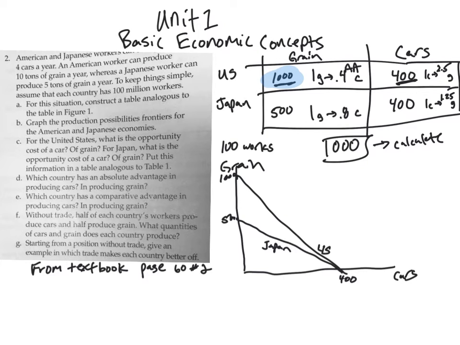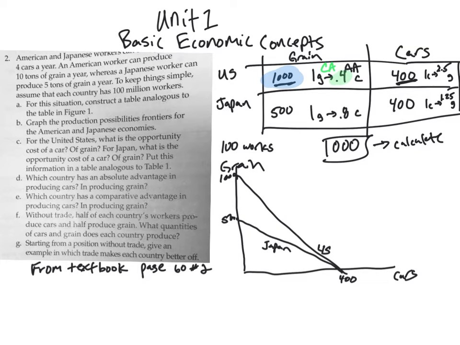All right, next one we're going to do is look at who's got a comparative advantage in producing each one of these. Well, in that context, we look at who's got the lowest opportunity cost. So who's got the lowest opportunity cost when it comes to producing grain? Well, the U.S. has the 0.4 compared to the 0.8 of Japan. So the U.S. has a comparative advantage in producing grain. And then we look at who has the lowest opportunity cost in producing cars. We can see that that is going to be Japan.